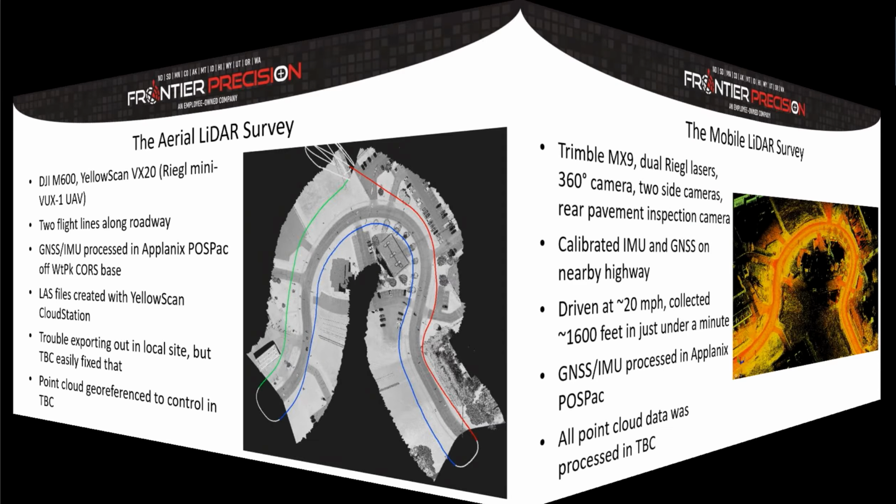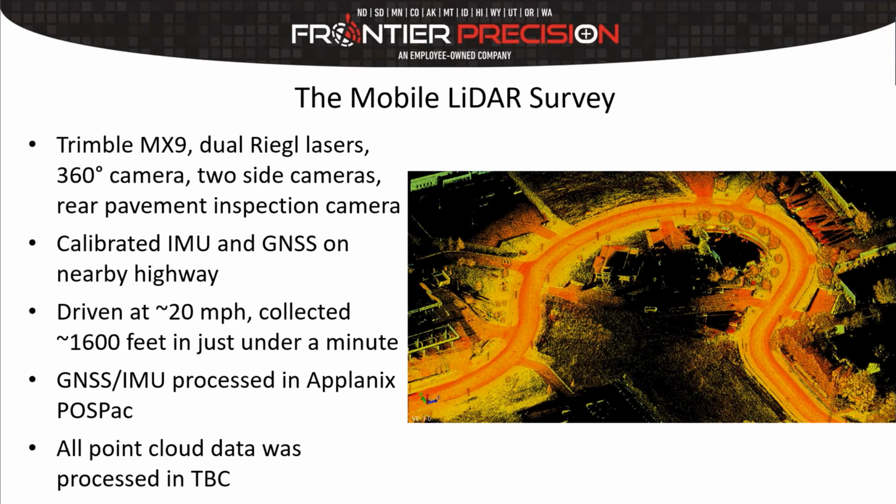And then lastly, the mobile LiDAR survey. So this was the MX9, dual lasers, 360-degree camera, the side cameras, and the rear camera. We'll talk about that a little bit later. But for those of you that have mobile mapping experience with the MX9, you have to warm up and calibrate the IMU and the GNSS. So Dylan took it out on a nearby highway and just drove around for 10 minutes or so and got things all oriented and ready to go.